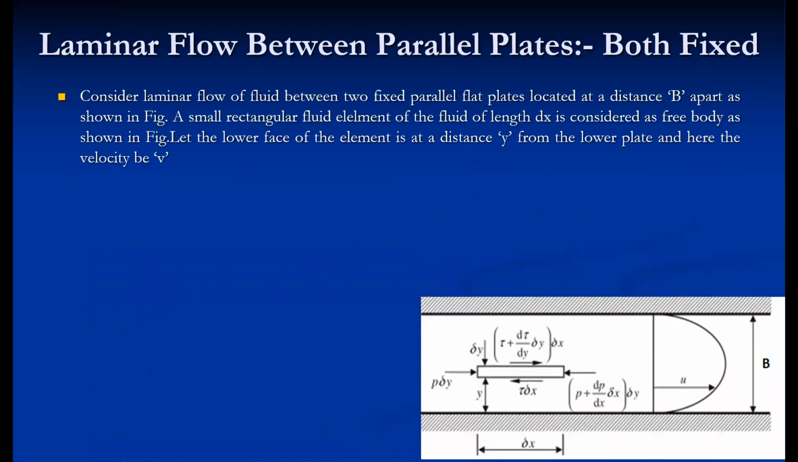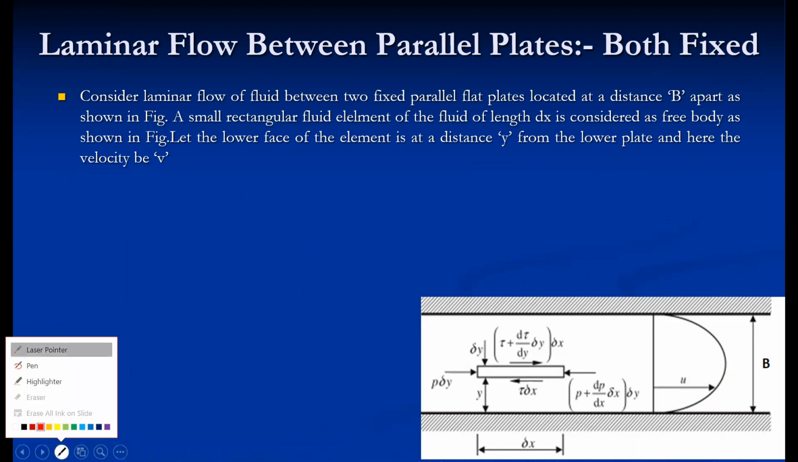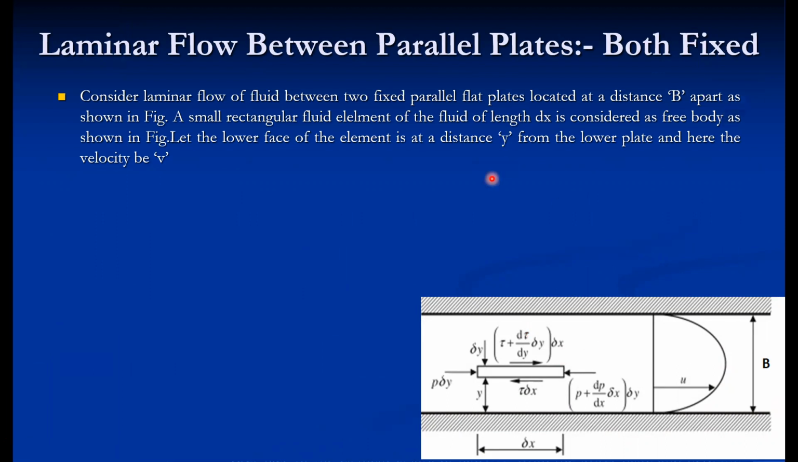Laminar flow between fixed parallel plates. In this case, consider a laminar flow of fluid between fixed parallel plates separated by a distance b, as shown in the figure. Like in pipe flow, here also velocity and shear stress are not uniform across the cross section. For that, we consider a small rectangular fluid element of length dx as a free body.